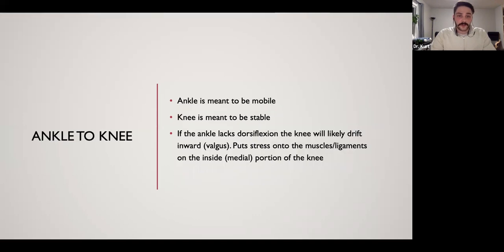So ankle to knee, again, the ankle is meant to be mobile, the knee is meant to be stable. This is just rehashing what I said. If the ankle lacks that dorsiflexion, so we're not able to get in that position, that causes the foot to pronate to allow for more dorsiflexion, and then to further get into that range, the knee comes in. So we get that valgus force, which puts strain on it. We can get the kneecap tracking a little medially because the quads are pulling in a different manner than they normally would be. And it all becomes a big mess.